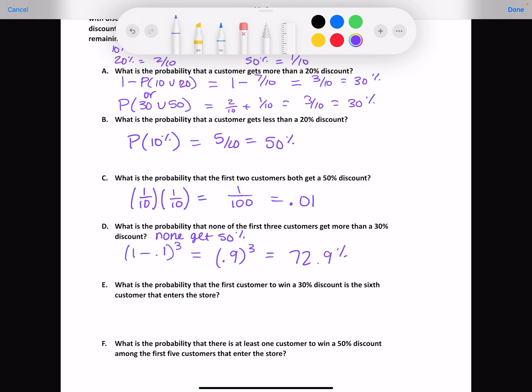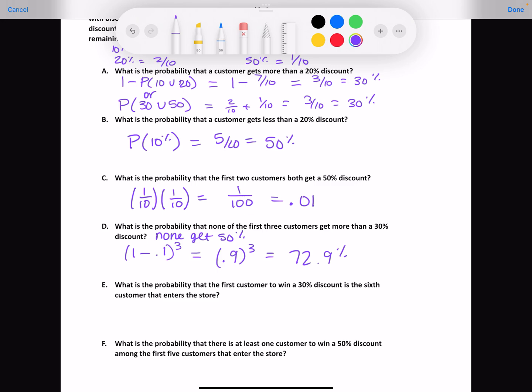I feel like we had another problem that said 72.9%. I also think that we did. What is the probability that the first customer to win a 30% discount is the 6th customer that enters the store? So times 6. Well, that implies that the first 5 people can't have a 30% discount.